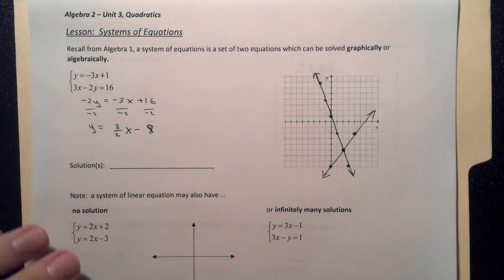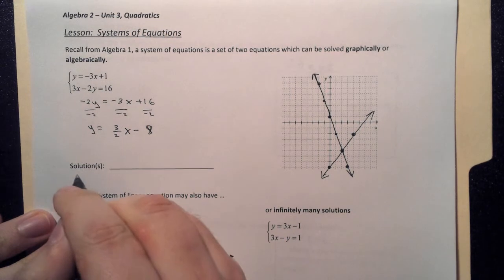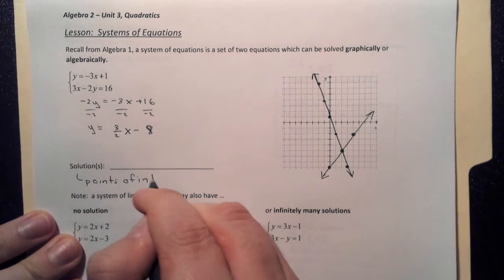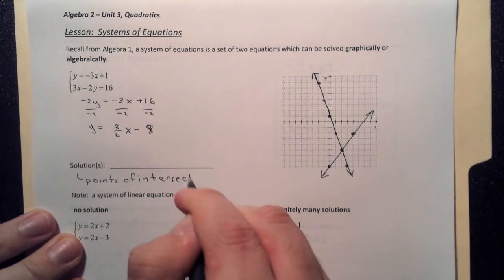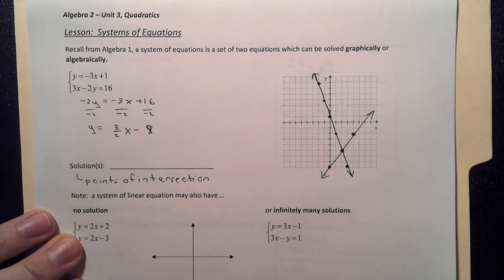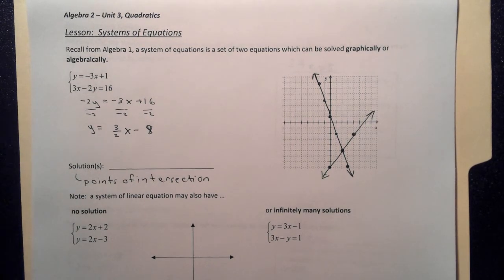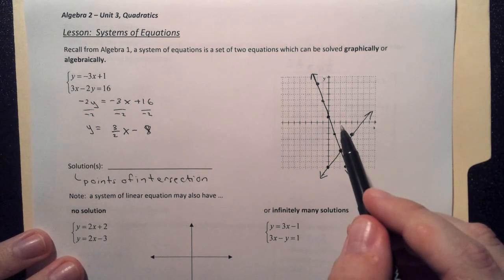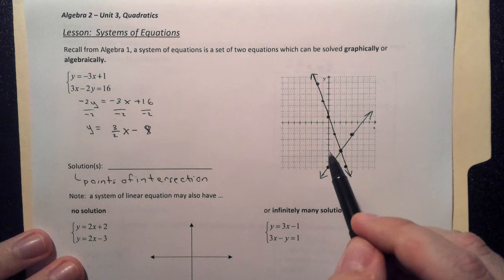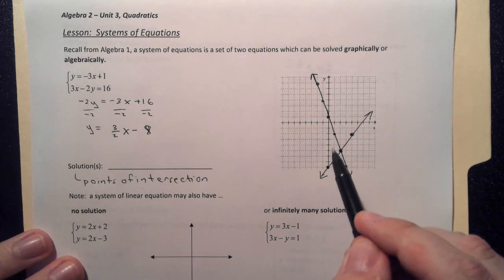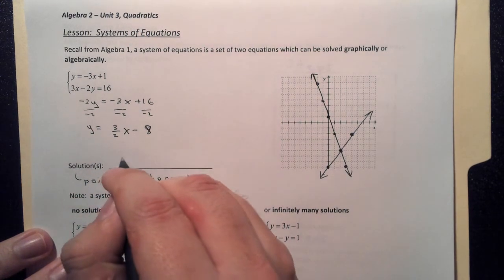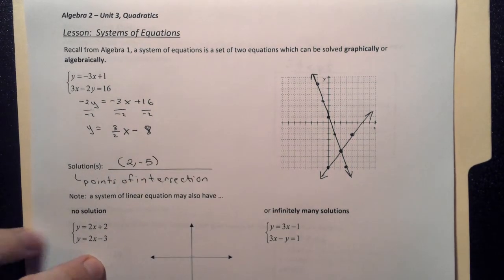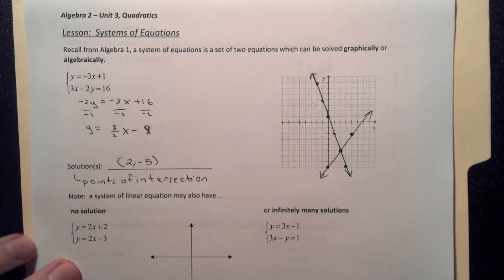The solutions, you might recall, are the points of intersection. So whether we're doing this algebraically or graphically, the solutions of a system of equations represent the points where the two curves would intersect. So in this case, the single solution is the point (2, -5). It is an ordered pair, the ordered pair where these two lines intersect.